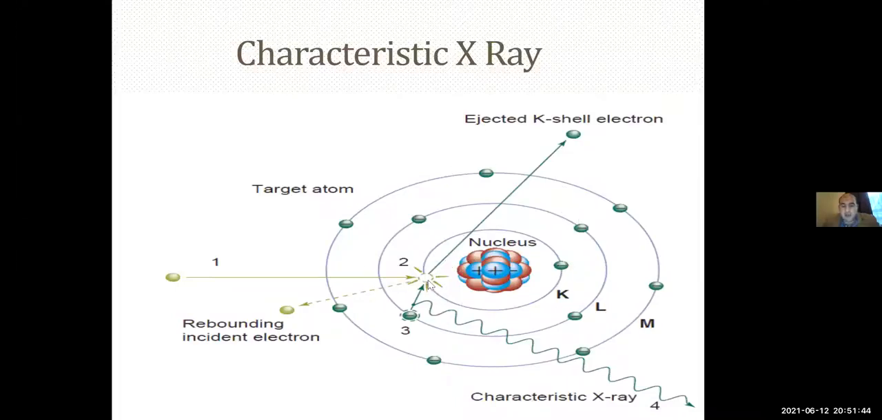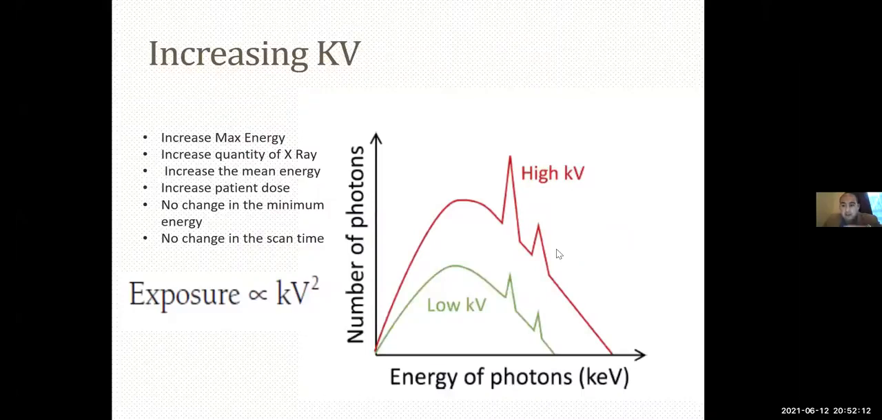This is another type of interaction between the incident electron and the atoms of the target anode, which knocks out a K-shell electron from the atom, and another electron comes from higher orbitals to fill it. The difference in energy is represented by characteristic X-ray. But for CT, we depend on Bremsstrahlung X-ray for the imaging technique.